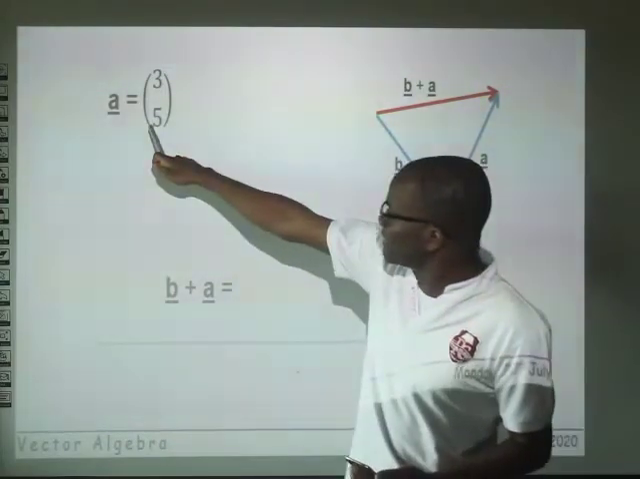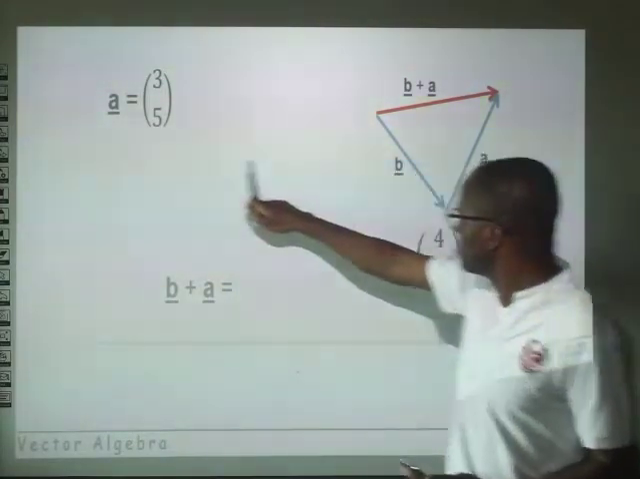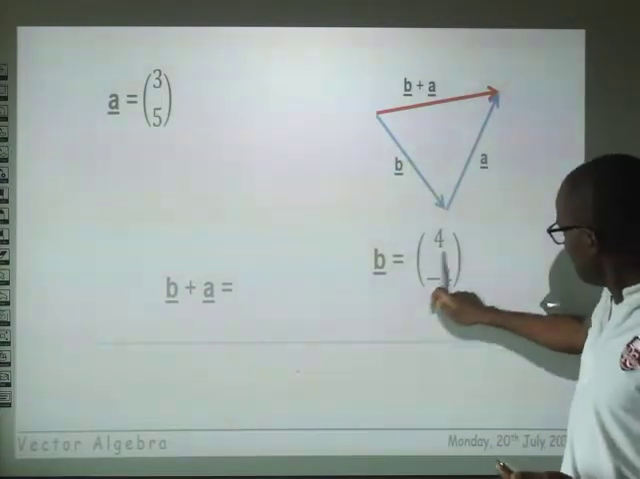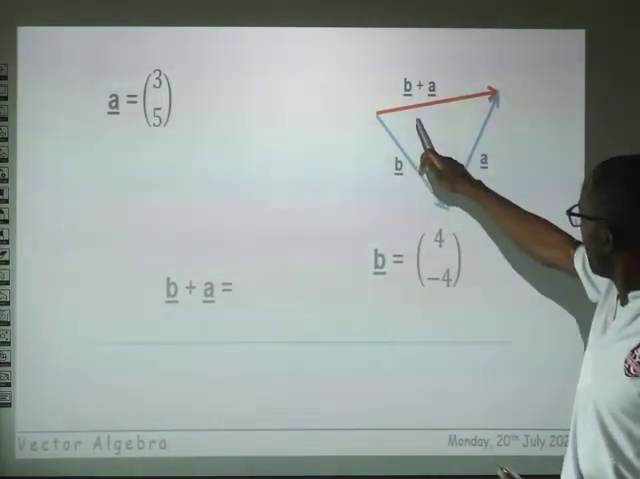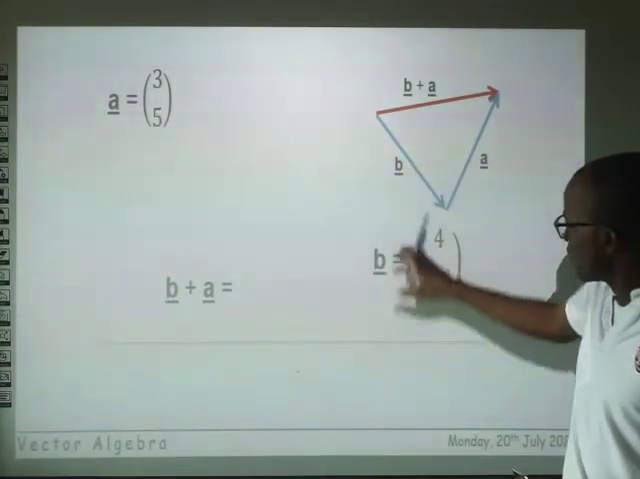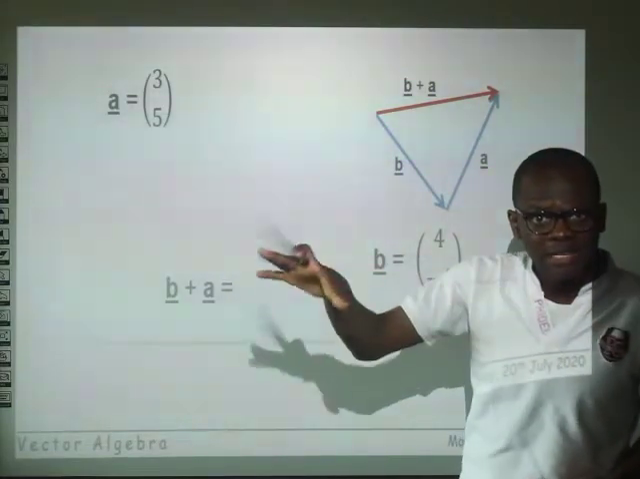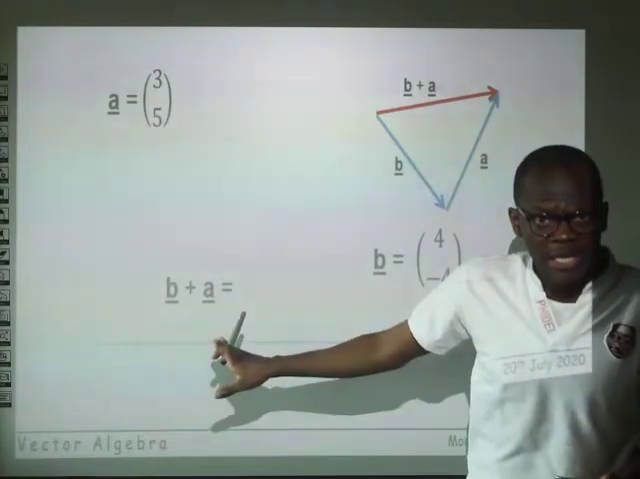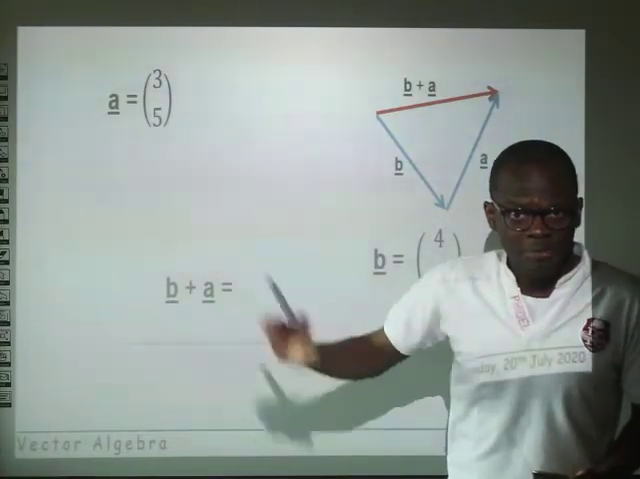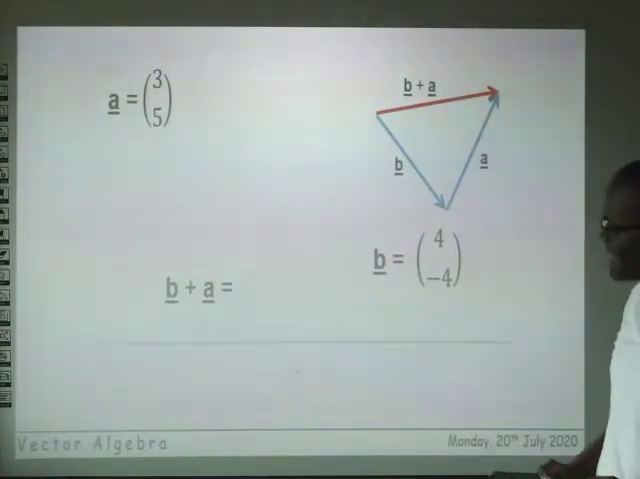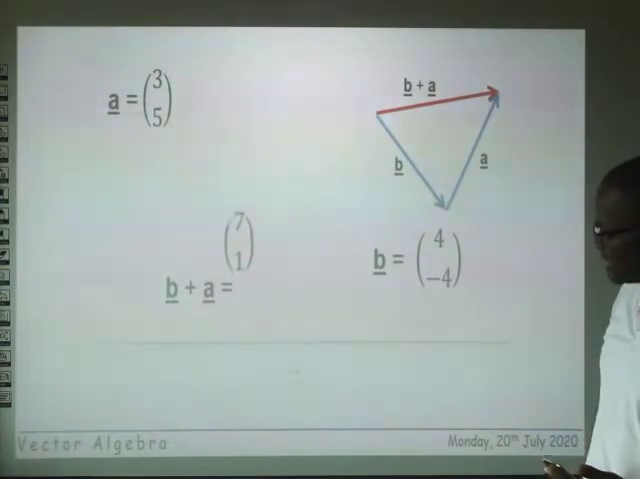You have the component form of A, (3, 5), and then B, (4, -4). Therefore, for the resultant B plus A, what do you reckon will be the component form? Can you guess? You can pause the video and do that quickly, and once you're done, you can continue playing the video. So, if you try that, you should get (7, 1).